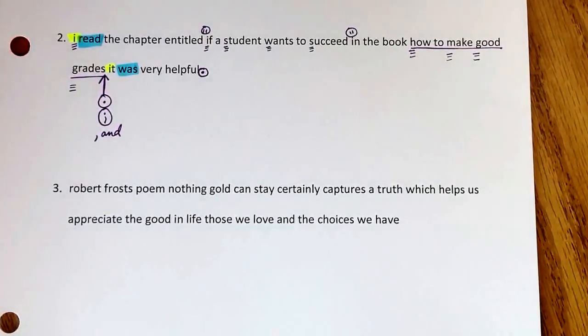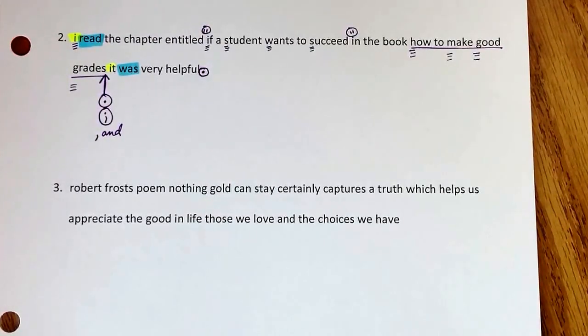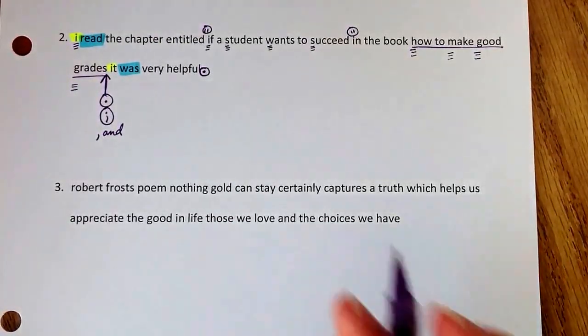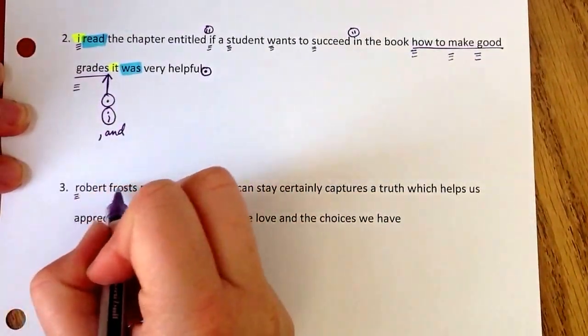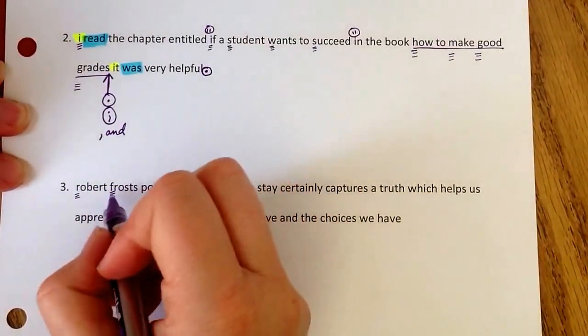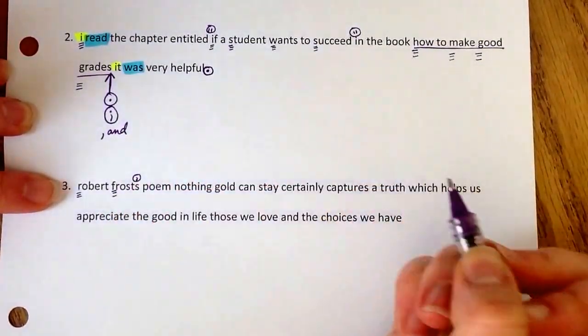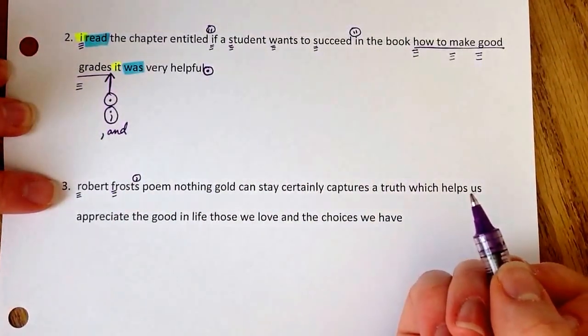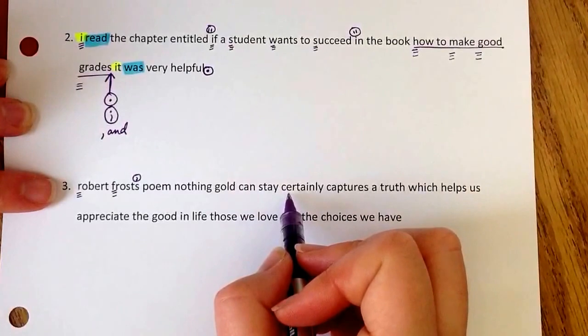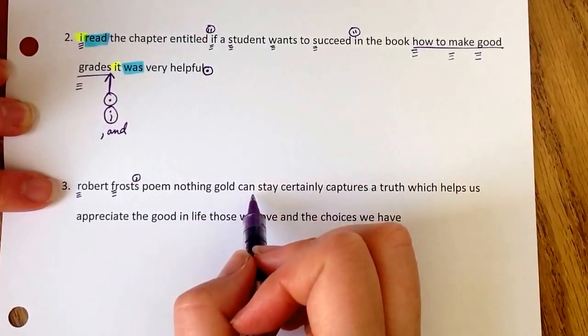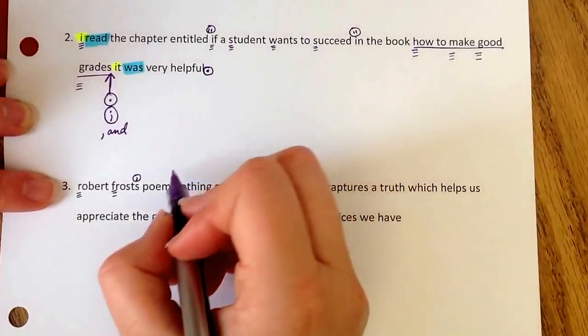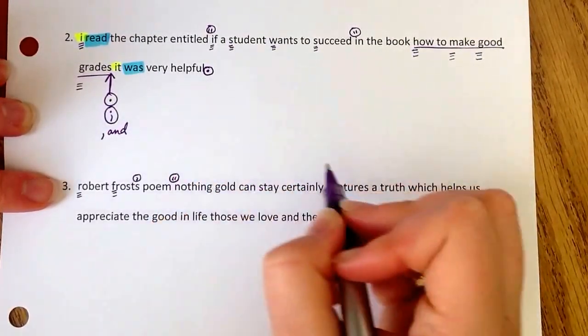And our last sentence for daily language this week. Robert Frost's poem, Nothing Gold Can Stay, certainly captures the truth, which helps us appreciate the good in life, those we love, and the choices we have. The first thing I do, of course, is capitalize Robert Frost's name. And because Robert Frost's poem, this shows ownership, right? I have to add an apostrophe here. Whose poem is it? It's Robert Frost's. It tells me the name of the poem here, and it's telling me which one, so I know I don't need any commas. I'm going to put quotation marks around the name of the poem because it's a short work.